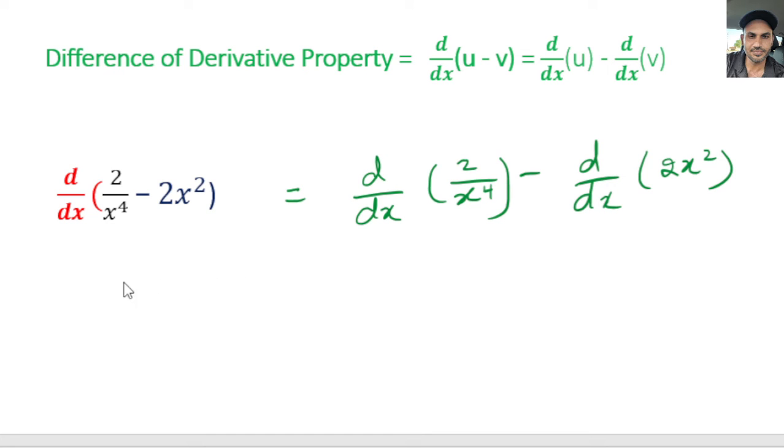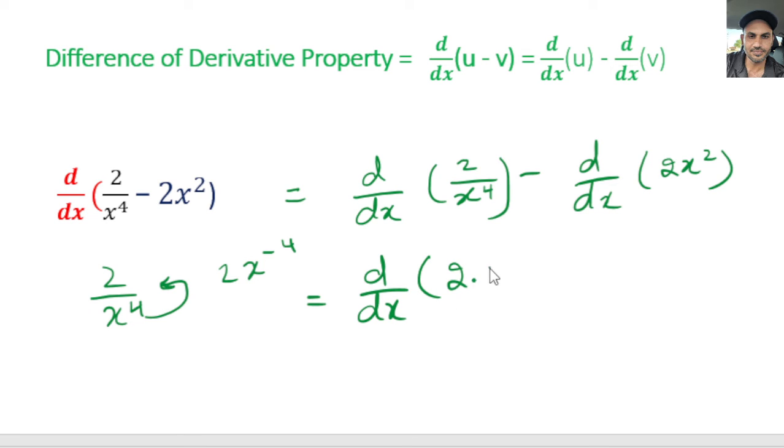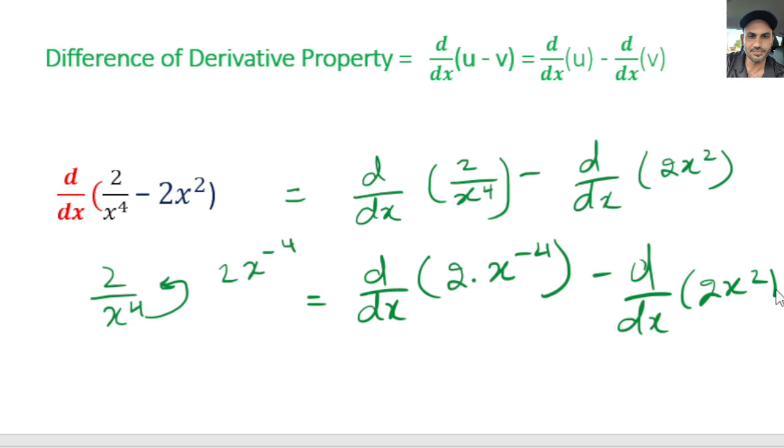Now let's go ahead and simplify it further. So this one we have an exponent in the bottom, so we can bring it to the numerator and change its sign. So we have 2 over x to the 4. We can bring the x to the fourth to the numerator and we can write it as 2x to the minus 4. So this is going to be d over dx, 2 times x to the negative 4, minus d over dx of 2x squared.